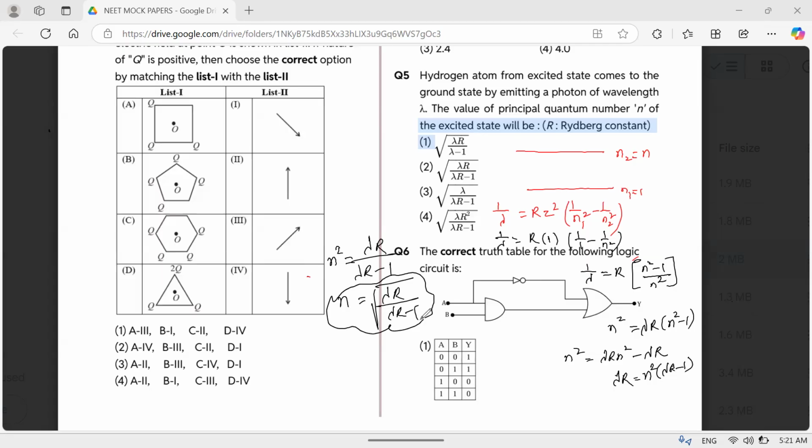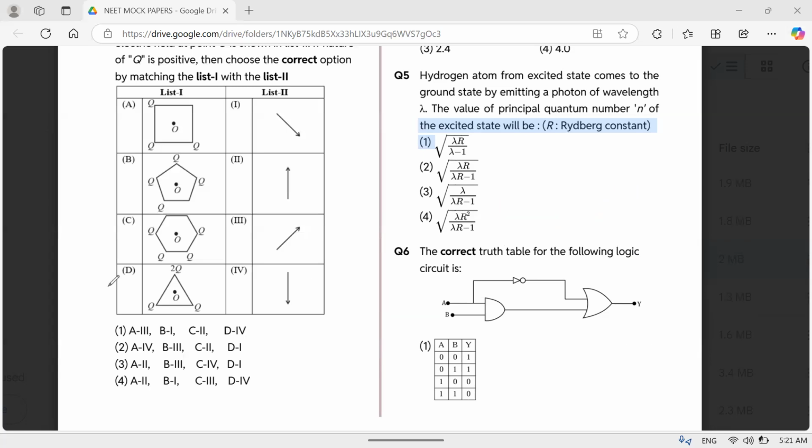Directly formula based question. Which option? Second. Second. Clear? Sure.